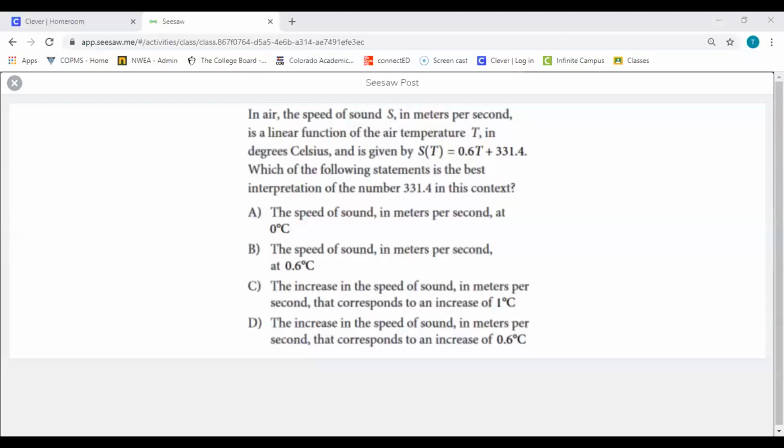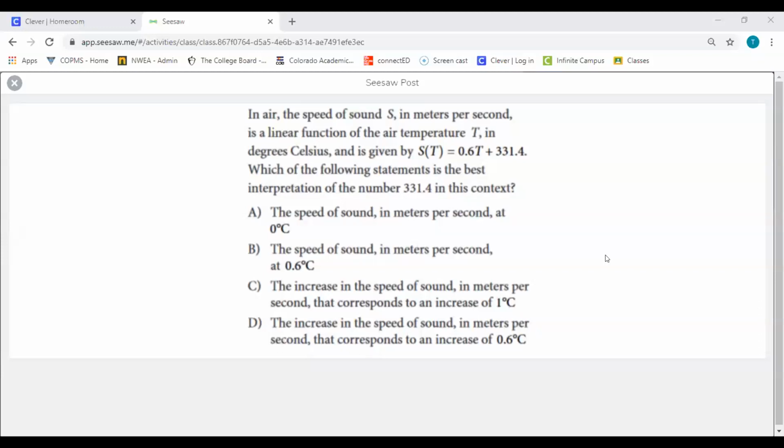It says, in air, the speed of sound s in meters per second is a linear function of the air temperature T in degrees Celsius and is given by s of T is equal to 0.6T plus 331.4. Which of the following statements is the best interpretation of the number 331.4 in this context? So in context, just understand that temperature is our input variable, and we get the air speed of sound, which is S, as it relates to the temperature.